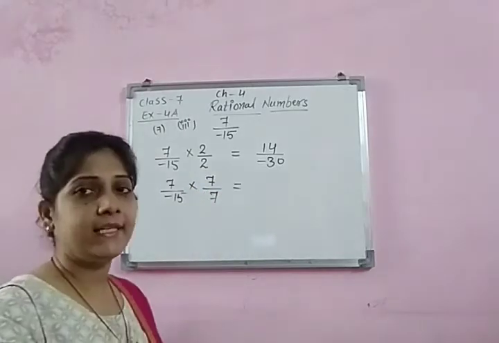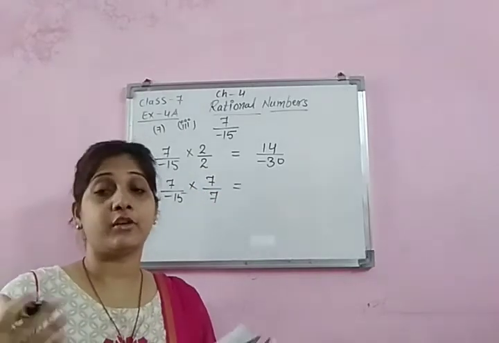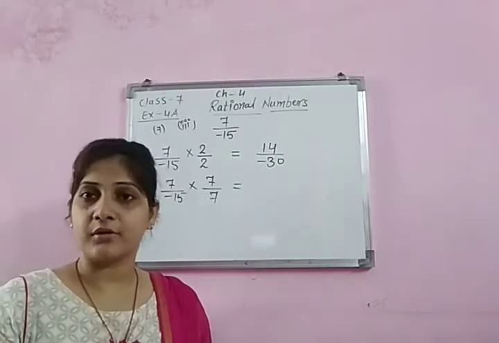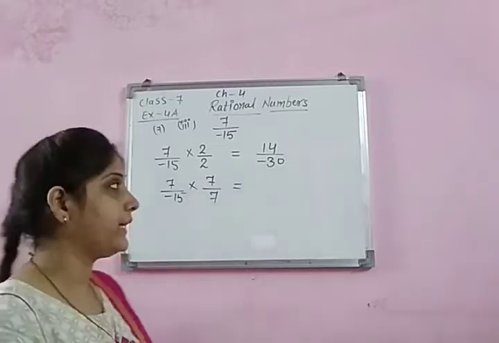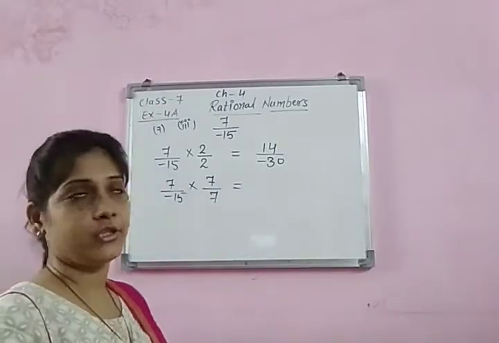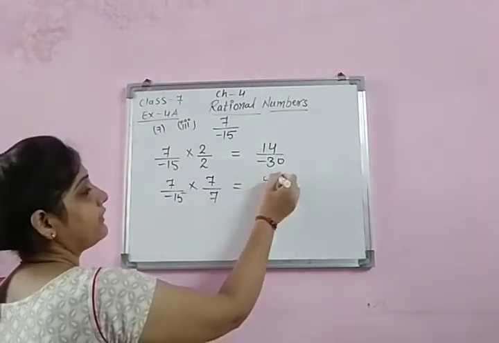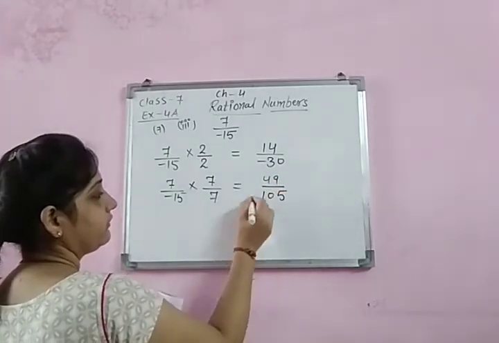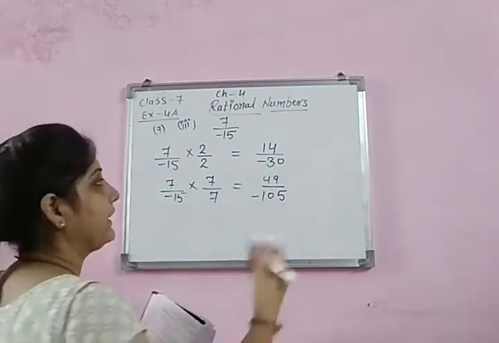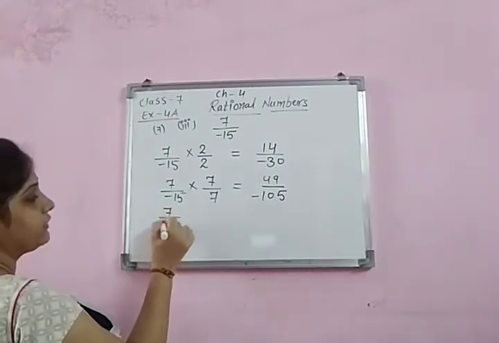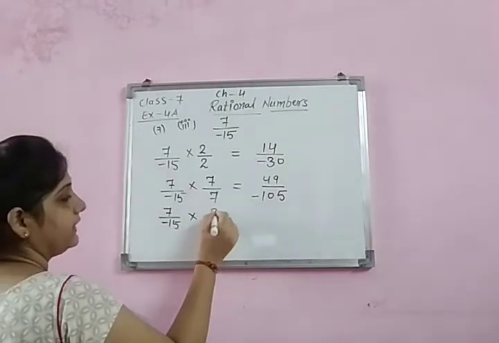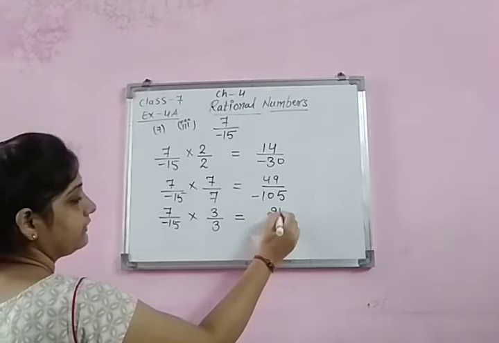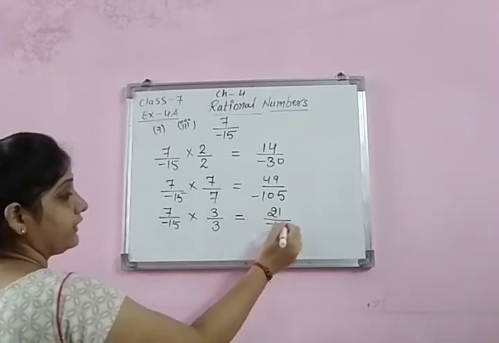You can take any number according to your choice because it is not specified that you have to start with a particular one. It is written any 4 rational numbers we have to find. So 7 7s are 49 and 15 7s are 105 with the negative sign. In the same way I can take any other number, like I am taking 3. 7 3s are 21, 15 3s are 45.